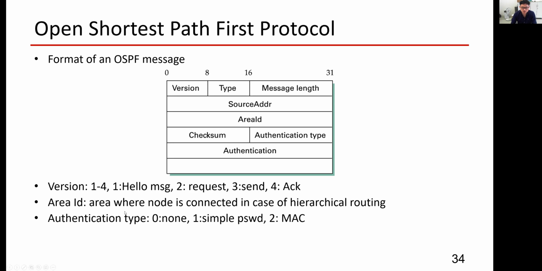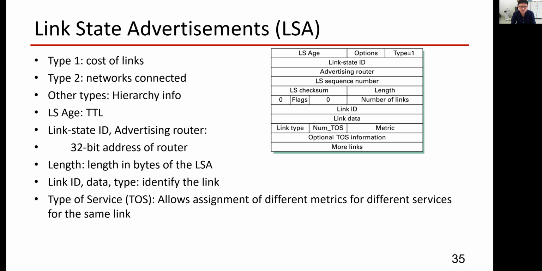And area ID is where the node is connected, in case of hierarchical routing. So area ID is flagged if you're using a hierarchy or tier concept. And authentication types. I can use 0 authentication, meaning just flooding, just deliver information. And 1 is a simple password, and the message should be encrypted. Or 2 is MAC level encryption, or 3 or 4, or WEP, and many kinds of encryption and encoding.